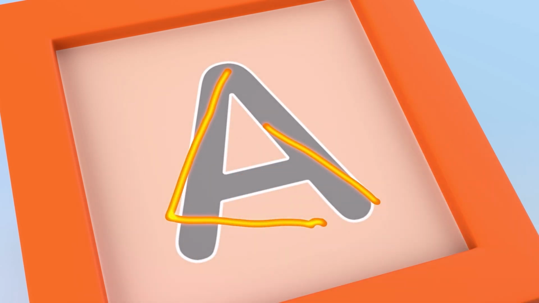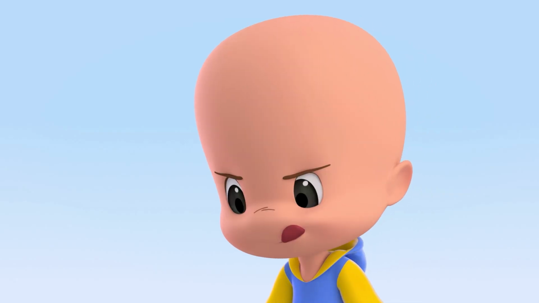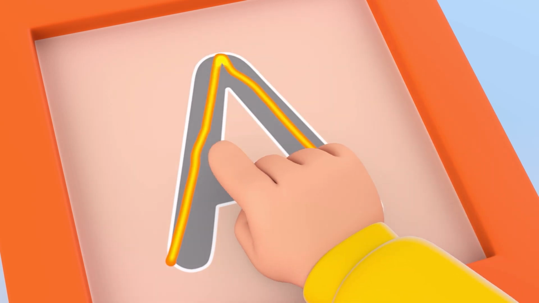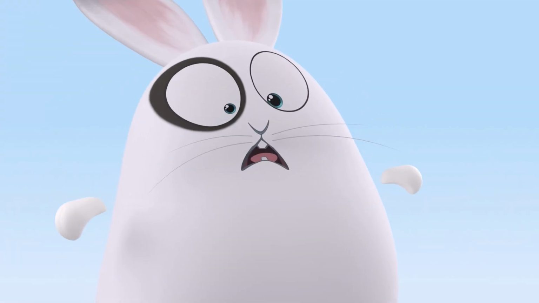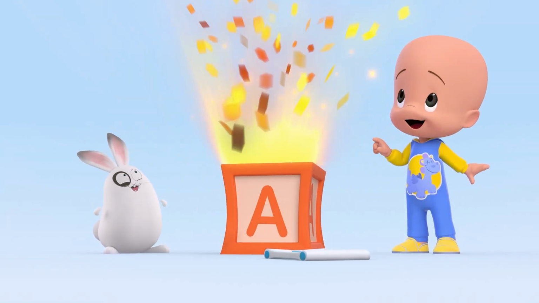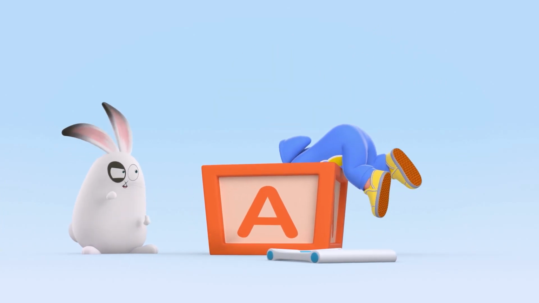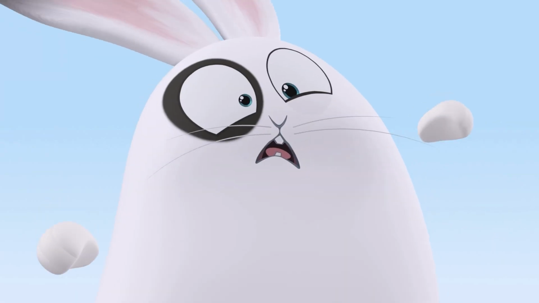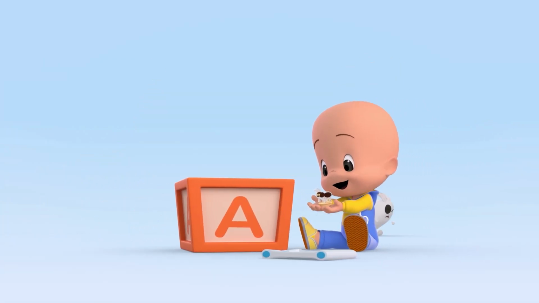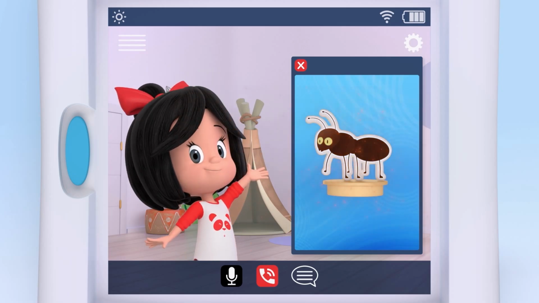A! Try again. Follow the lines. A! Ant! That's right. A is for ant.